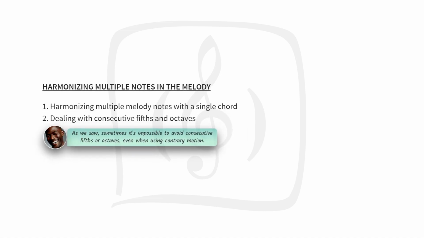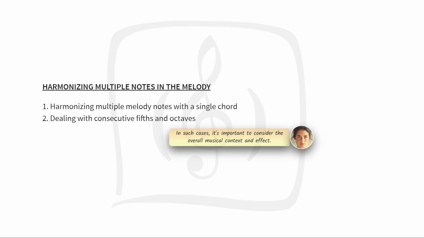As we saw, sometimes it's impossible to avoid consecutive fifths or octaves, even when using contrary motion. While we generally try to avoid these, there are times when they're unavoidable or even desirable. In such cases, it's important to consider the overall musical context and effect. Remember, rules in music are guidelines. Sometimes, breaking them can lead to interesting and unique sounds.